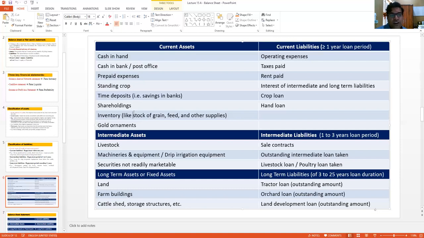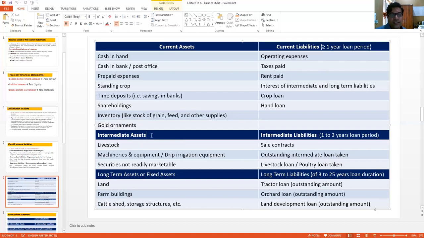Then inventory, if the farmer is getting inventory, stock of grain, feed, other supplies, then gold ornaments. Gold ornaments are current assets because it is easy for us to convert gold ornaments into cash with ease, right? And current liability. We'll see assets first and then go to liabilities. After current assets, we can see intermediate assets.